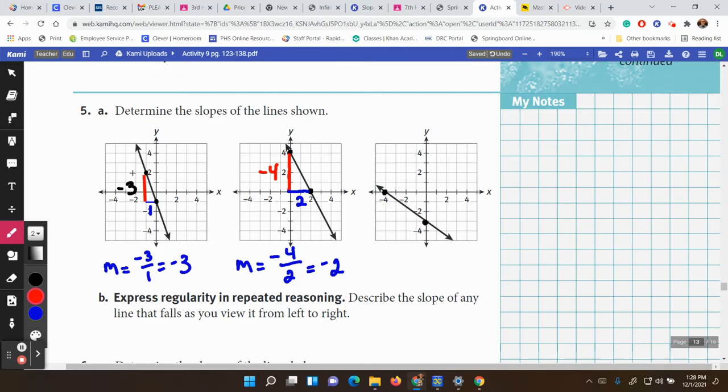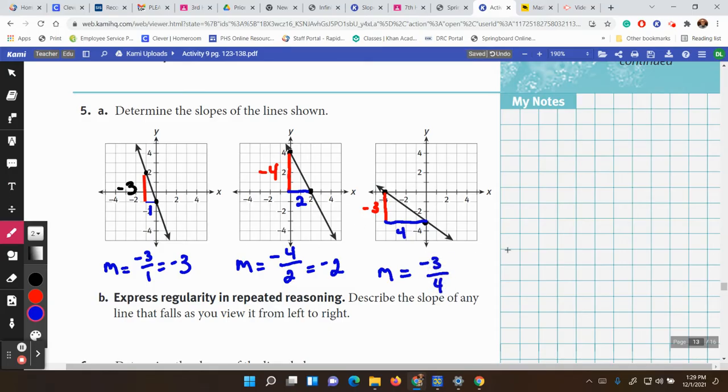And then the last one is from -4, 0, I go down. And that's 1, 2, 3. I go down 3. And then I go to the right 1, 2, 3, 4. Go to the right 4. So that is m equals -3 over 4.